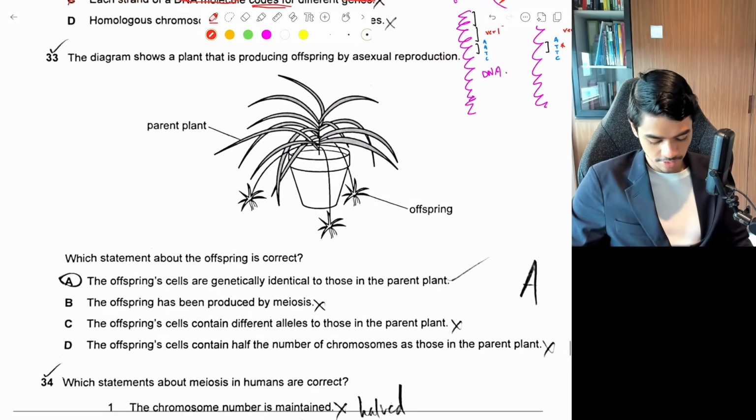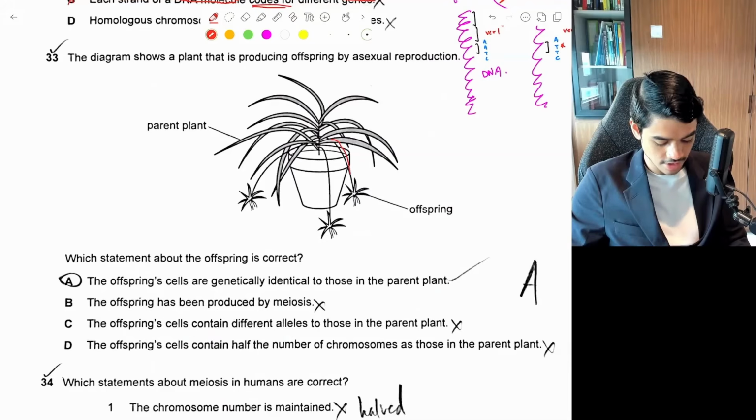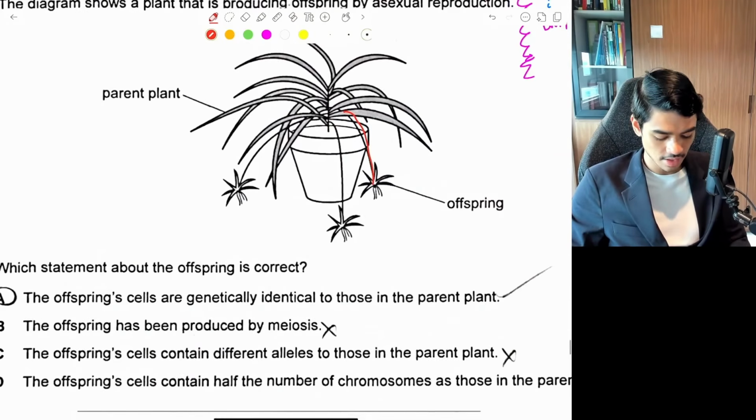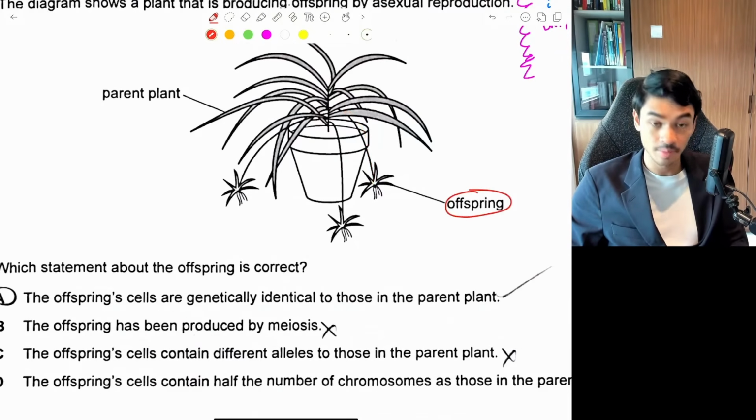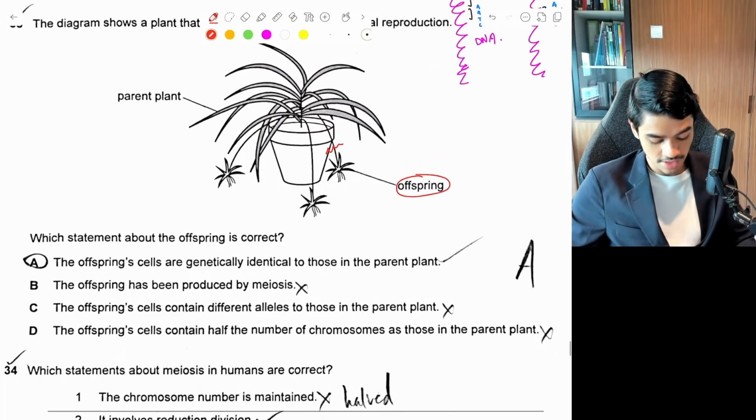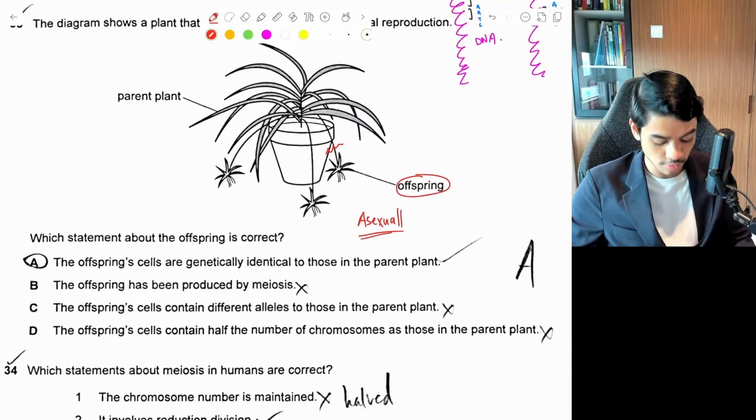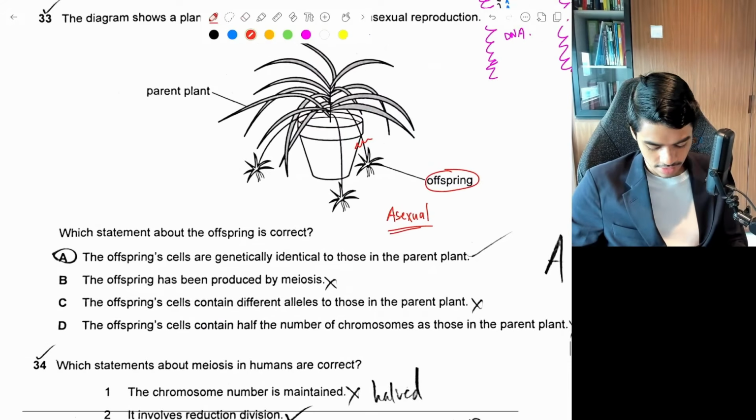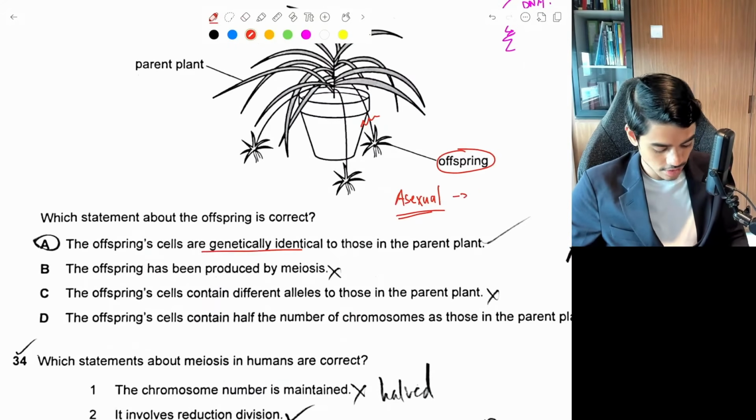Question 33, we notice that the parent plant is attached directly to the offspring, and it seems that these are then growing into new offspring plants. Eventually this will break off, and that is how it separates from the parent. So this is asexual reproduction. There is no fertilization. That's how we know it's asexual. And therefore, it uses only mitosis, okay?